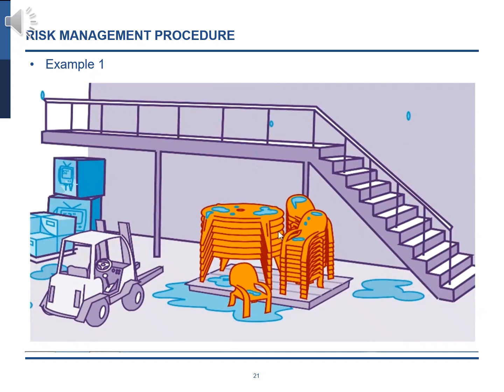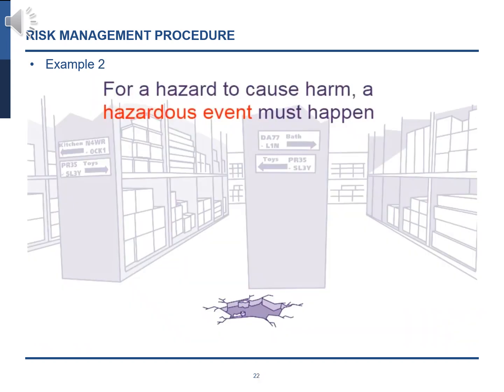This example highlights the importance of assessing both the likelihood of an incident, e.g., water leakage through ceiling cracks, and the severity of its impact on different types of inventory. Proper risk management would prioritize protective measures for high-risk items like TVs, such as relocating them or covering them with waterproof materials. Example 2. For a hazard to cause harm, a hazardous event must happen.